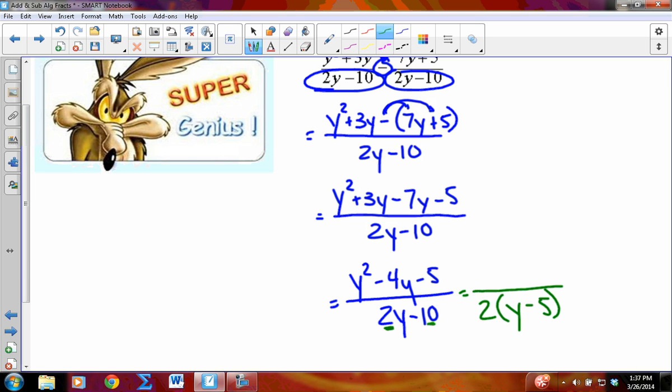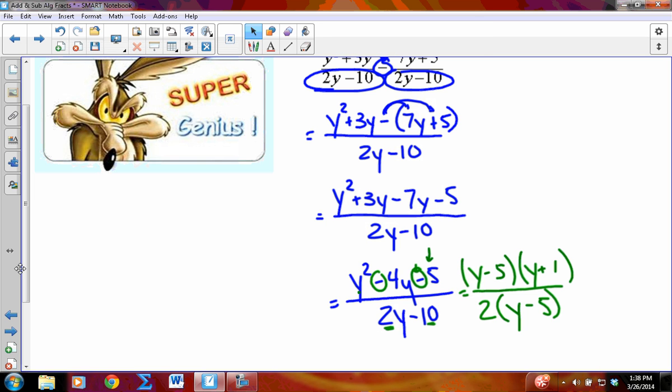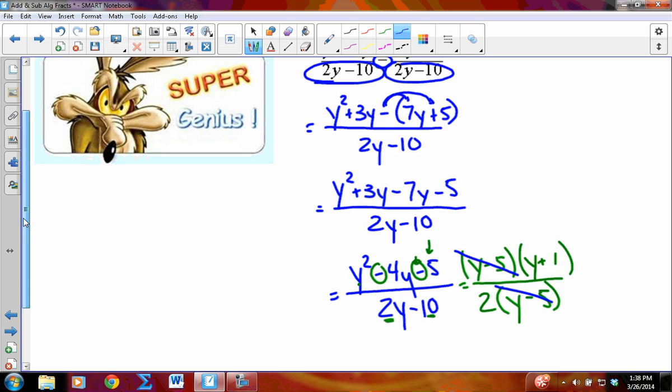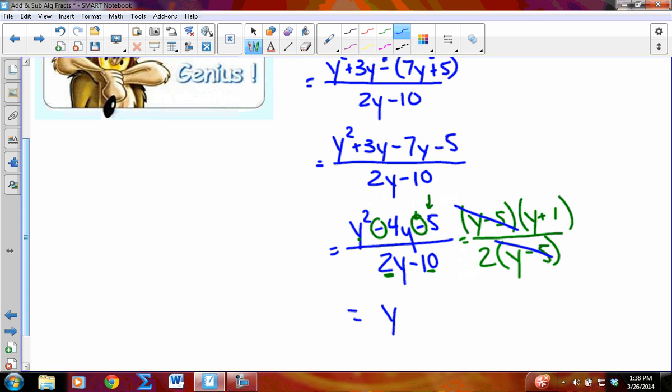In the numerator, I have 3 terms with a y squared, so I'm hoping that this is going to factor. I would need 2 numbers that multiply to give me 5 and subtract to give me 4, and we're in luck because 5 minus 1 would be 4. This tells me the signs are different. The larger one's negative. So negative 5, positive 1. And then, yay, we have a factor that cancels. So our final answer will be y plus 1 over 2.